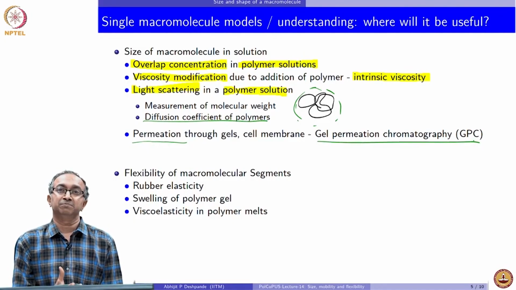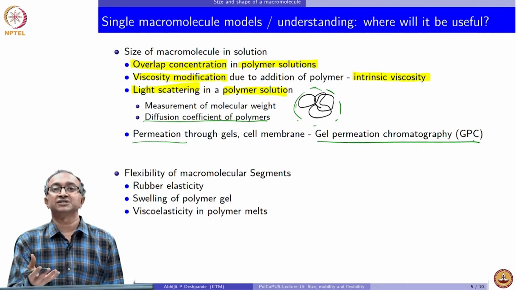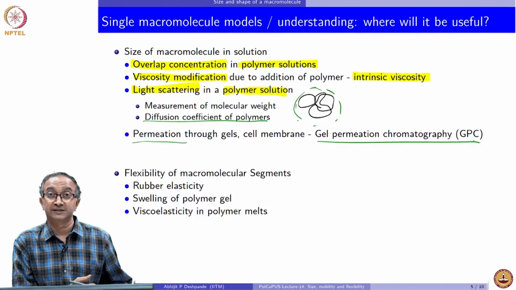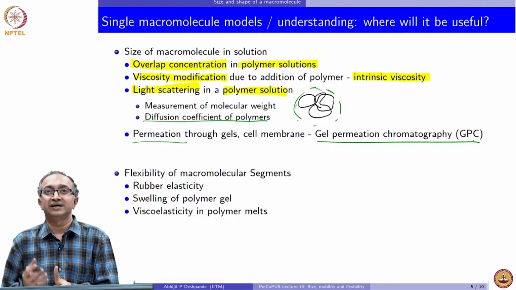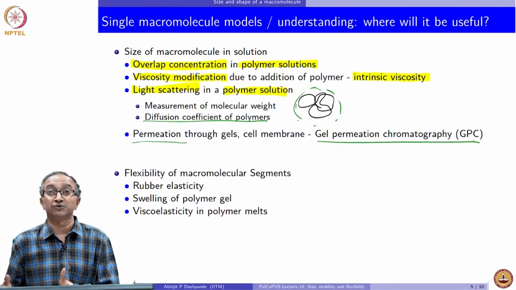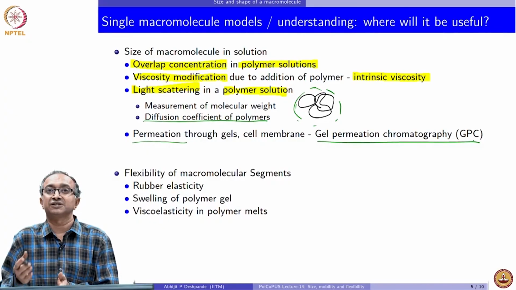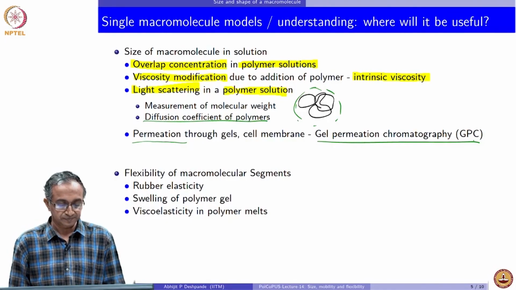because molar mass determines the size and shape of the macromolecule, and then based on the size and shape, the permeation rate is determined. So if we allow a macromolecular sample to permeate through a gel, depending on the size and shape, we can do a chromatography, which means separation based on a certain property. In this case, the property will be the size and shape, which is nothing but related to molar mass.